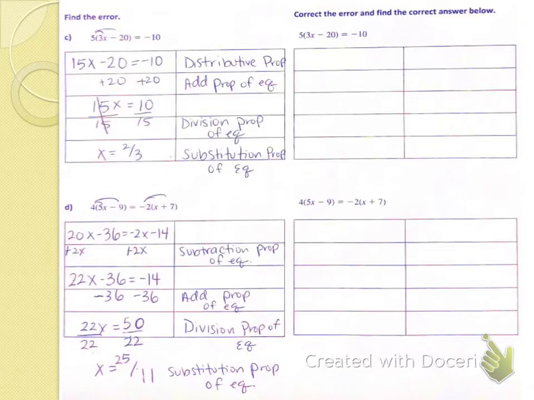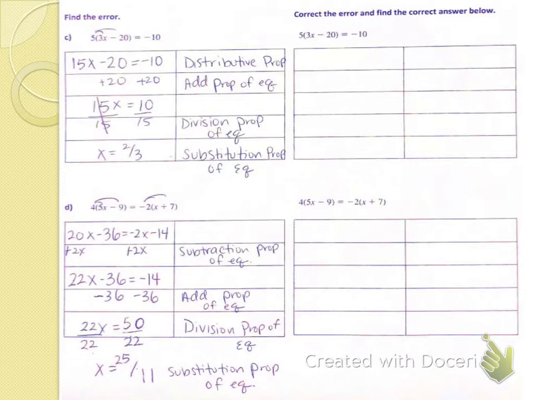So again, we're on page 5 of 2.4 notes. There are mistakes, and we have to correct them. This first one, we essentially will have to redo the whole thing. But the second one, we could just kind of edit it.